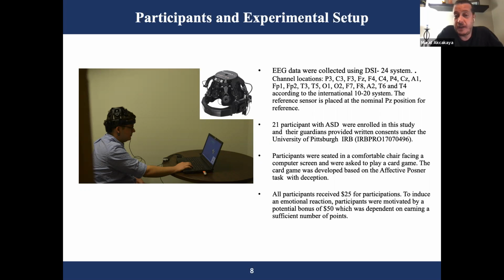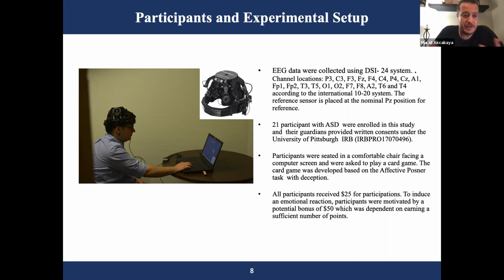We collected data from 21 participants, and each participant was a young adult, so we had to get their parents' consent. These participants were recruited as part of this EASE clinical treatment program. There are some more details here.